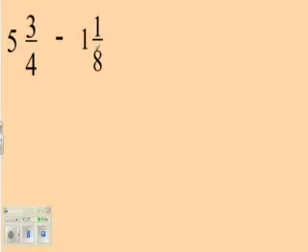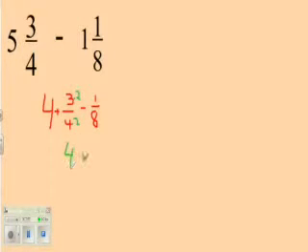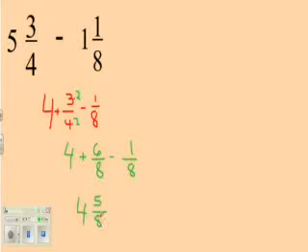This wouldn't be too difficult to subtract that way either. 5 take away 1 is 4, and then you just have 3/4. Make that a plus so that's clear. 3/4 take away 1/8. Now, 4ths are easily turned into 8ths by multiplying by 2, and you have 4 plus 6/8 take away 1/8. That's 4 and 5/8. And that is as simple as it gets.